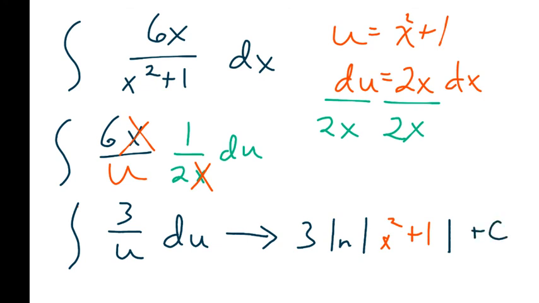This is a good problem. It ends up that we use an ln in order to antiderive this fraction.